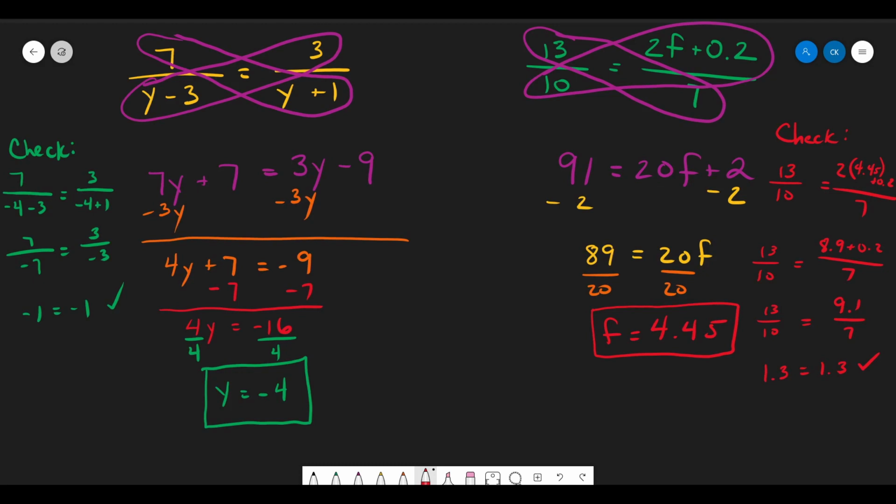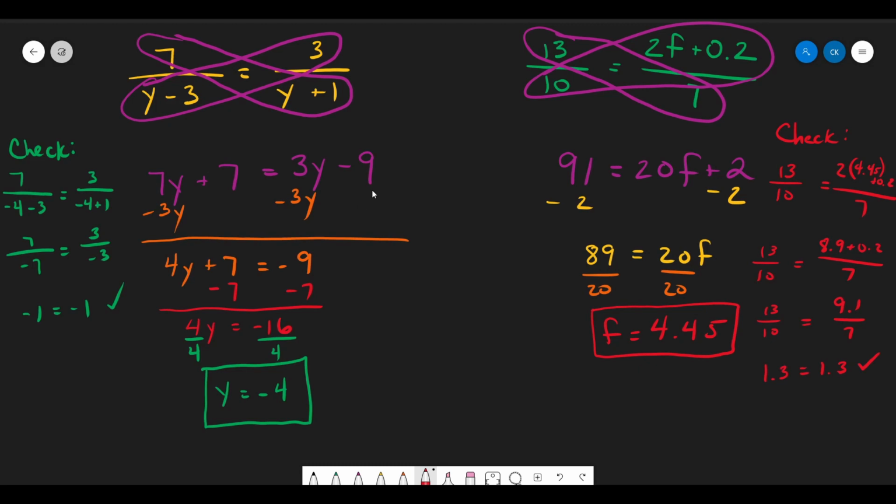Okay, so here are our two answers. So the first one, we see that we cross multiplied here. 7 times y plus 1 is 7y plus 7. Remember, you have to take the 7 and multiply it by both the y and the 1. Equals y minus 3 times 3 is 3y minus 9.